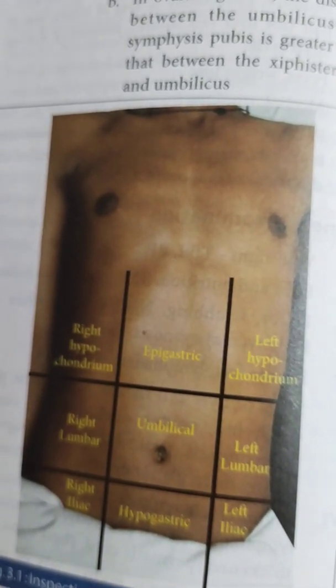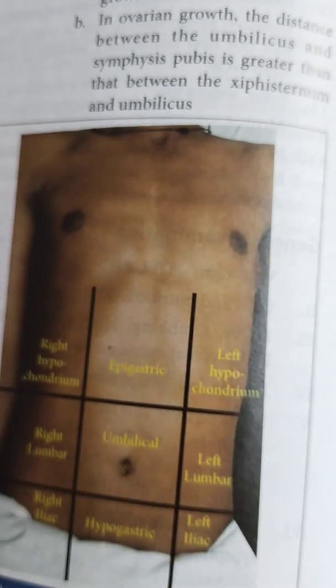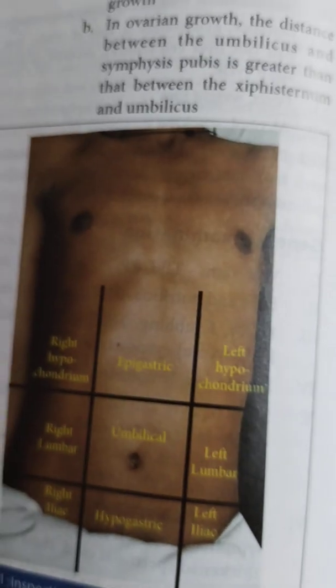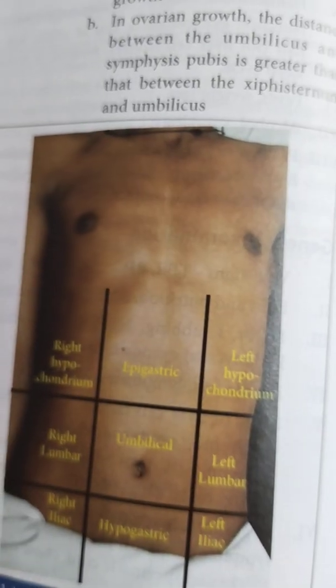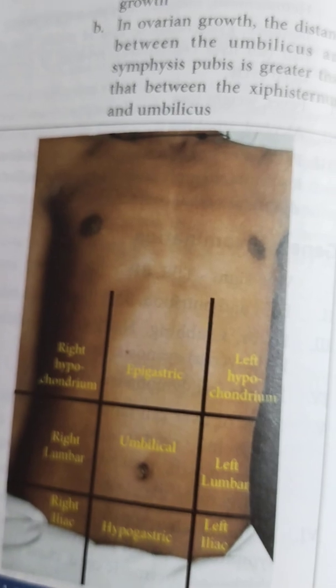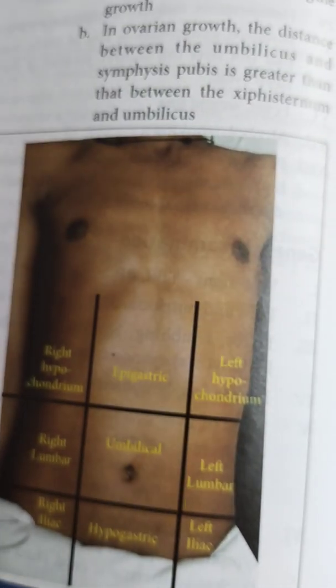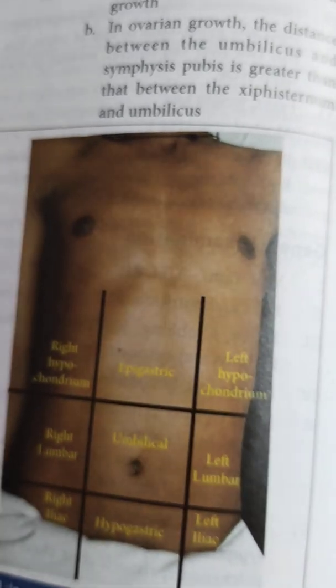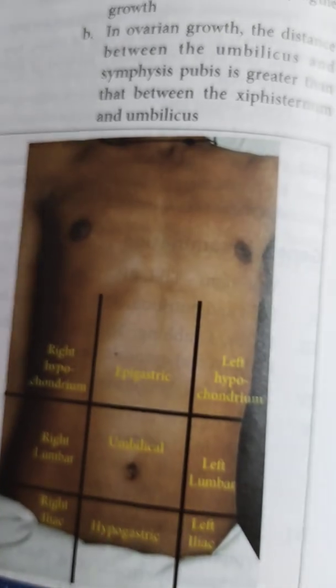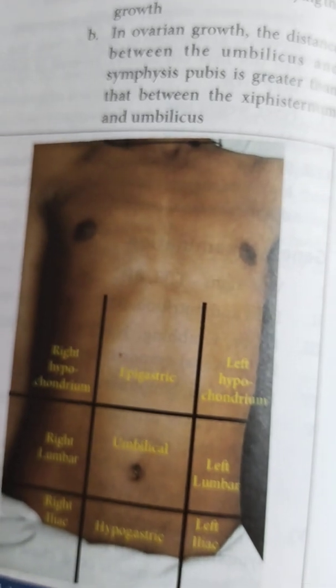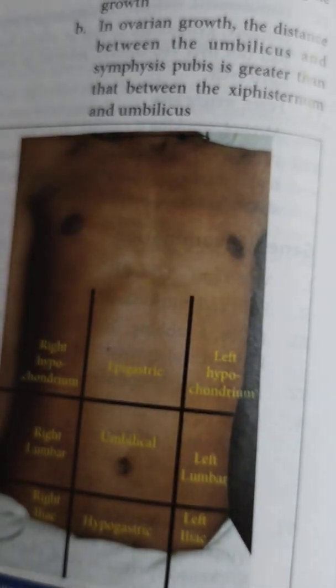Now you will see that a male patient with hernia usually has pain either in the right iliac region or in the left iliac region, while a female having any kind of reproductive problems will be seen to have pain or discomfort in the hypogastric region.